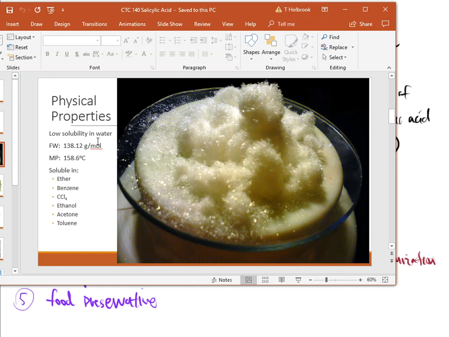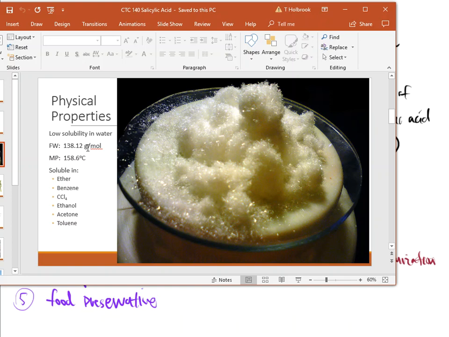And if it's low solubility in water, the question is always, well, what does it dissolve in? What can I use to make it dissolve a little better? We're going to see that ether, benzene, chloroform, ethanol, carbon tetrachloride, acetone, and toluene are very good solvents for the structure. Now, why am I telling you this? Because a lot of these are more non-polar in nature. Water is very polar. And if it's not going to dissolve in water, that should give you an idea that this structure is going to be non-polar, or more non-polar than polar at least.